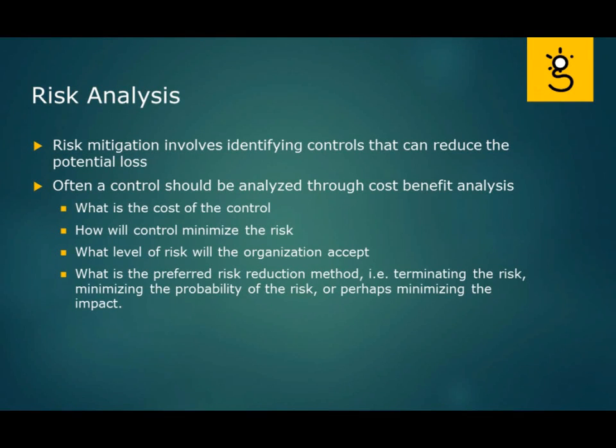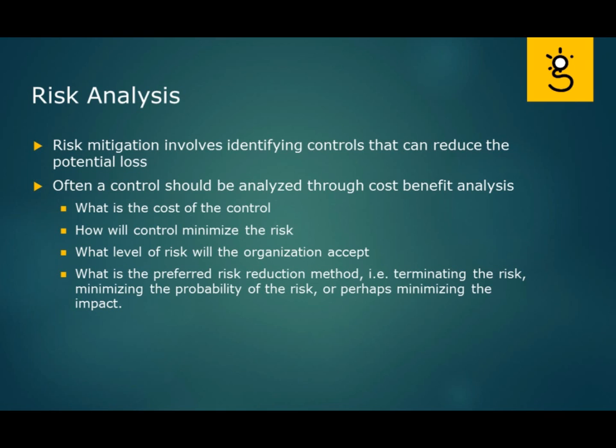Now, part of the risk mitigation, remember mitigation, lowering of the risk, involves identifying controls that can reduce the potential loss. Okay, so that means we need to find some controls, and I've given you some examples. With the building, one of the controls was a sprinkler system, right? That was a way we could lower the risk, and that means I could reduce the potential loss.